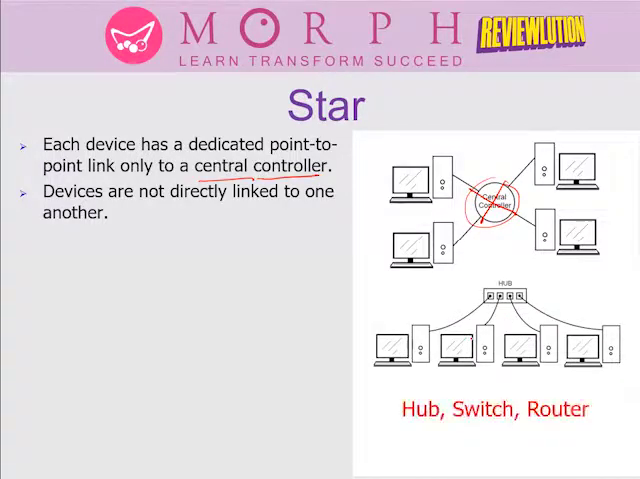So actually, in a star topology, you can use a hub, a switch, or a router. As long as it can act as a central connector and distribute or forward the data, it can still be used as the central connector in our star topology.